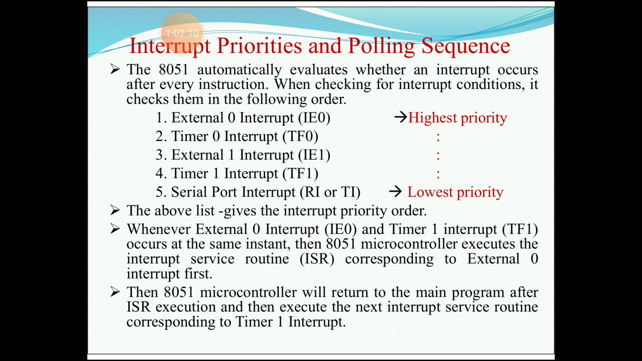Whenever the external 0 interrupt and the timer 1 interrupt occur simultaneously, the 8051 controller executes the interrupt having the highest priority among these two, that is, the external 0 interrupt, and executes the ISR program of that interrupt. After completion of this ISR program, the controller handles the next priority interrupt, that is the timer 1 interrupt, and executes the program related to the timer 1 interrupt.